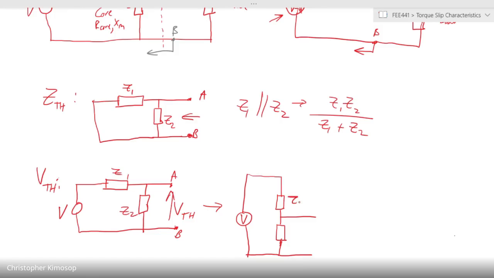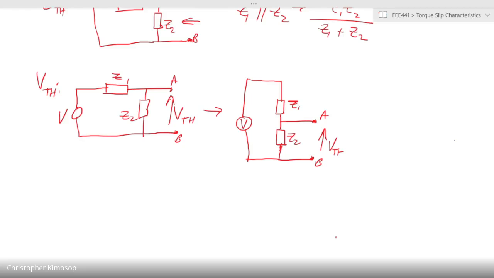Whereby we have Z1 over there and Z2 below. Now, if we rearrange it like this, it's exactly the same circuit, but we have point A and B over there. And if we rearrange it like this, it will look like what we have called before a voltage divider. Yeah?